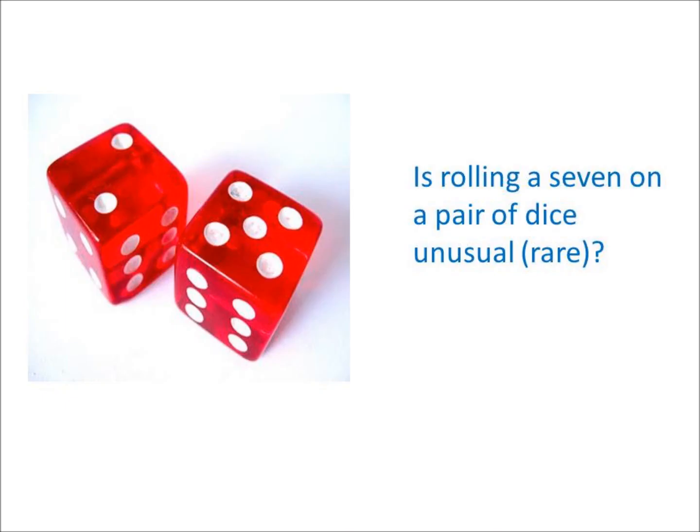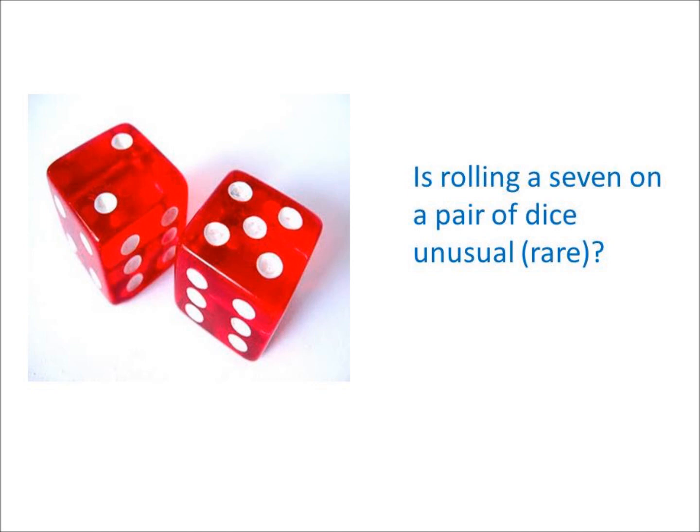This is an introduction to the rare event rule for inferential statistics. As you can read, the question is: is rolling a 7 unusual or rare? Of course not. If you recall from our previous sections, rolling a 7 is the most common result when you roll a pair of dice.